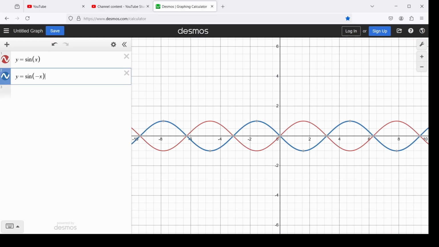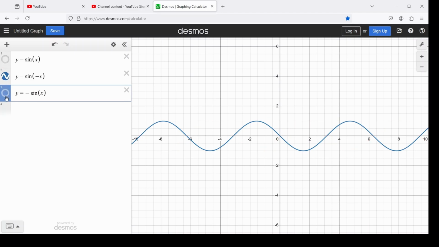There it is, reflected over the y-axis. But you can see pretty simply from this picture that reflecting over the y-axis is identical for sine as reflecting over the x-axis. Right? So in green, I've reflected over the x-axis. In blue, I've reflected over the y-axis. And you can see that, in fact, the green and the blue are identical to each other. Okay? So those reflections are identical when it comes to sine. And so that tells us that sine of negative x equals negative sine of x.